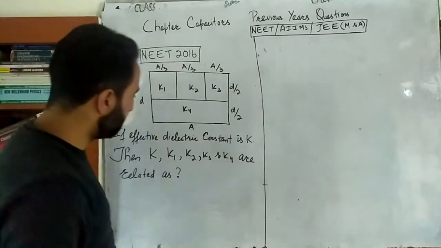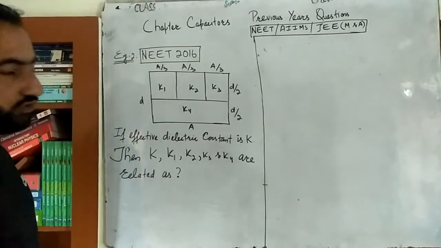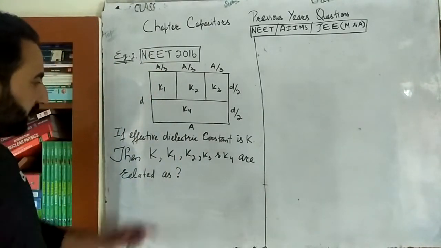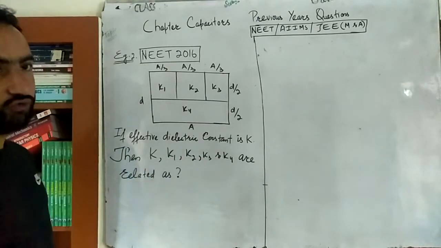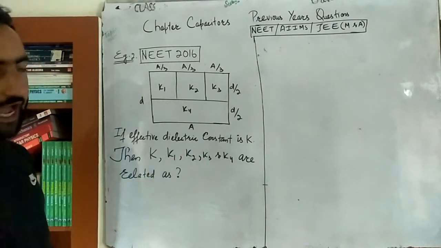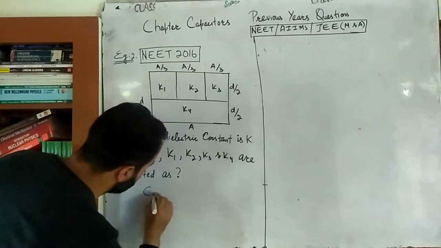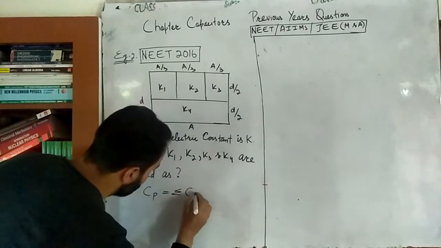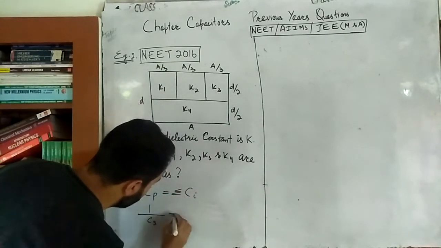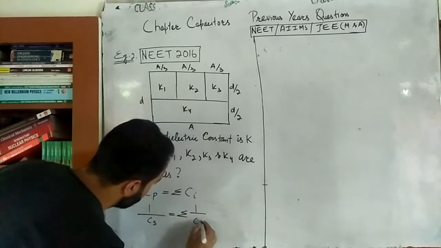Area here, that's A by 3. Okay, again similar question. If the effective dielectric constant is capital K, then capital K, K1, K2, K3 and K4 are related, as you will have to again find the relation between these. Again I will write down similar equation, that is Cp is equal to summation of Ci, and 1 divided by Cs is equal to summation of 1 divided by Ci.